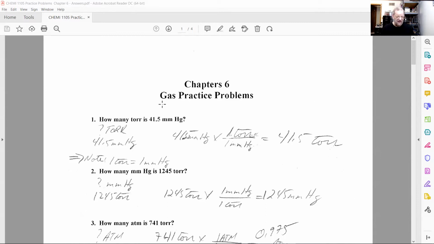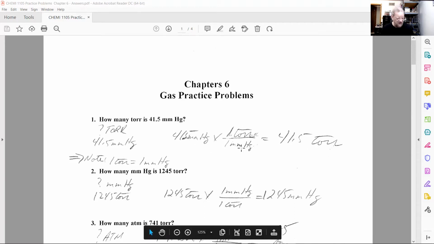Now, the first one: how many torr is 41.5 mm Hg? That's millimeters Hg, mercury. So we're trying to find torr, and we're given millimeters of mercury. Here's what I start with, here's what I'm trying to get to. I'll use my good friend, my good buddy, unit analysis. Whatever I'm trying to get to goes on top, whatever I'm trying to get rid of goes underneath.